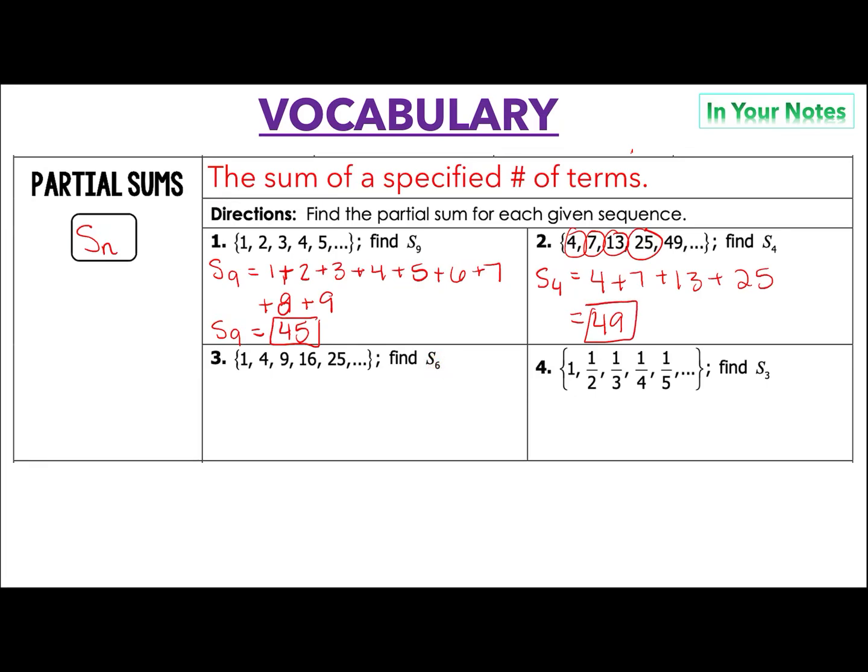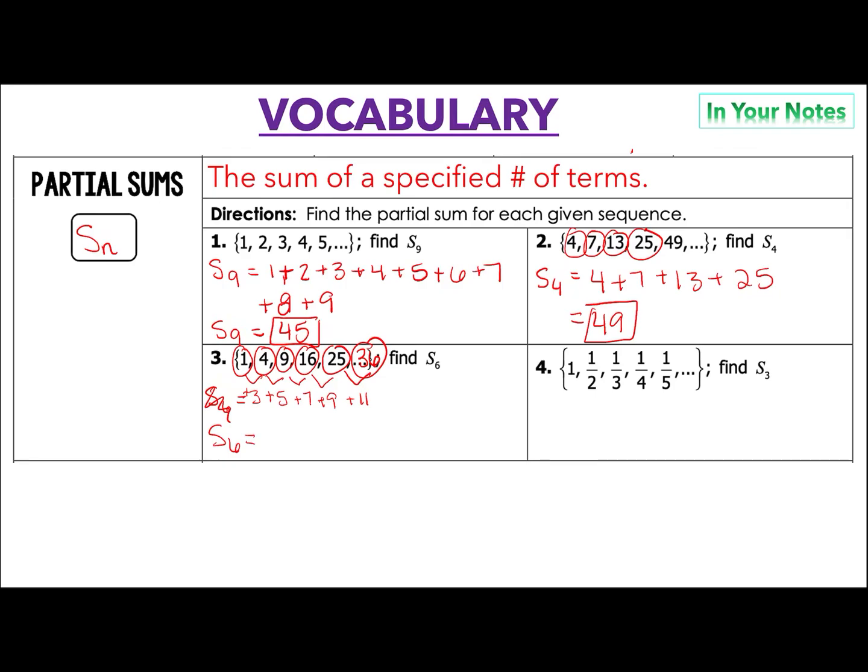Here's asking for S sub 6, so the first 6 terms. Term 1, term 2, 3, 4, 5. So we need 1 more. What we need to do is find out what this pattern is. So let's see, we added 3 here to get to 4. From 4 to 9, we add 5. From 9 to 16, we add 7. From 16 to 25, we add 9. So it looks like the pattern is we're adding 2 more. So to get to the next one, we need to add 11. And 25 plus 11 is 36. So that'll be our 6th term.